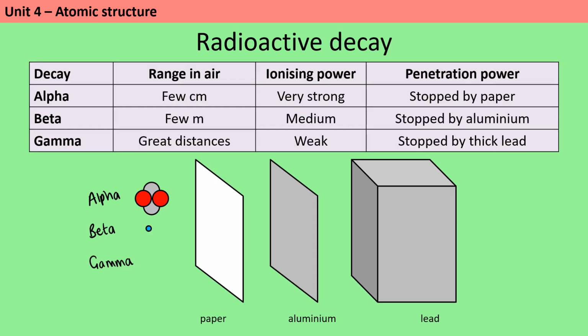So just to summarise those, the alpha particle can be stopped by paper, the beta particle gets through paper but gets stopped by aluminium foil, and the gamma wave can keep going right until it meets a really thick layer of lead.